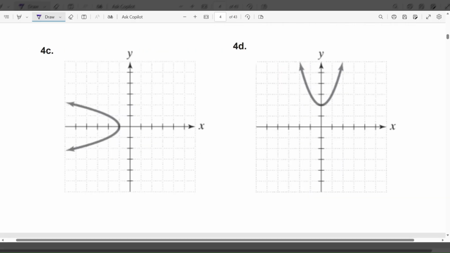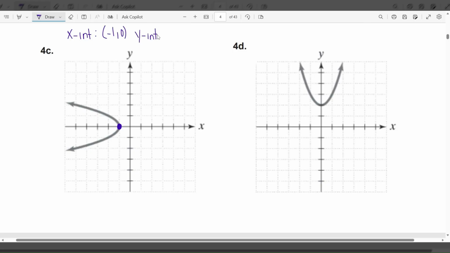Let's take a look at 4C and 4D. Yeah, they both look a little different. So let's find our x-intercept. So where does it cross the x-axis? Here, which is (-1, 0).